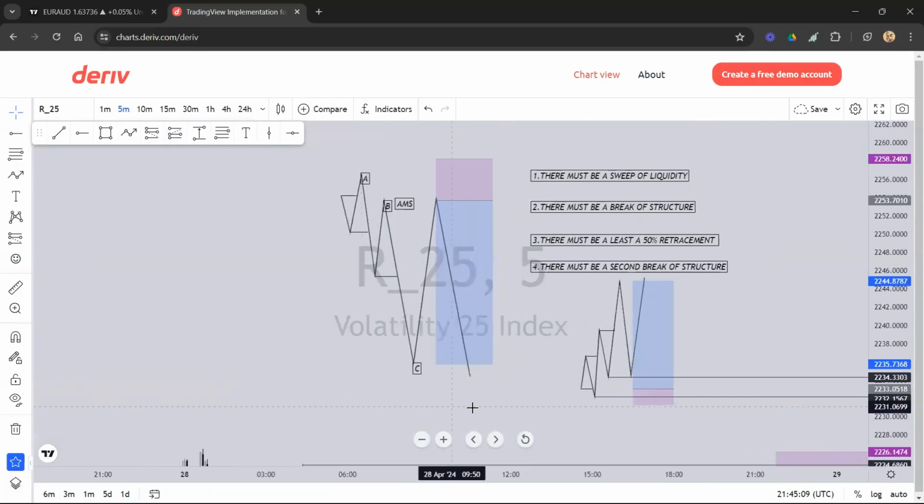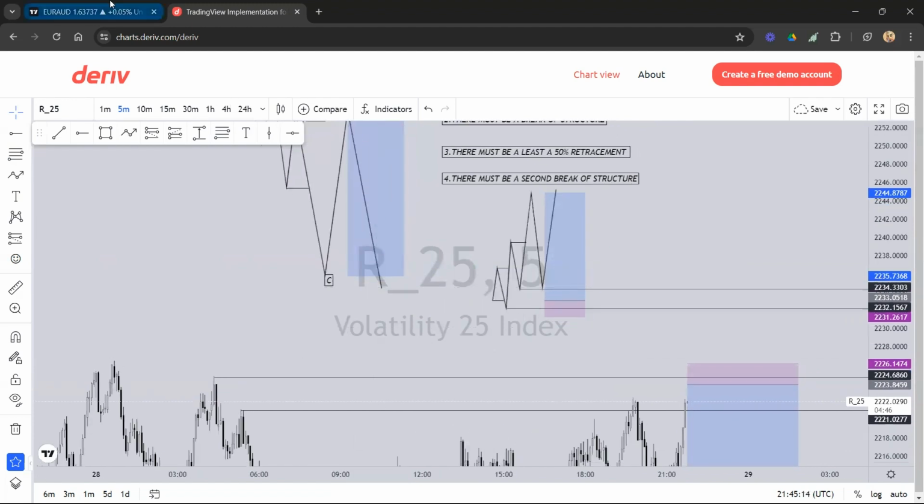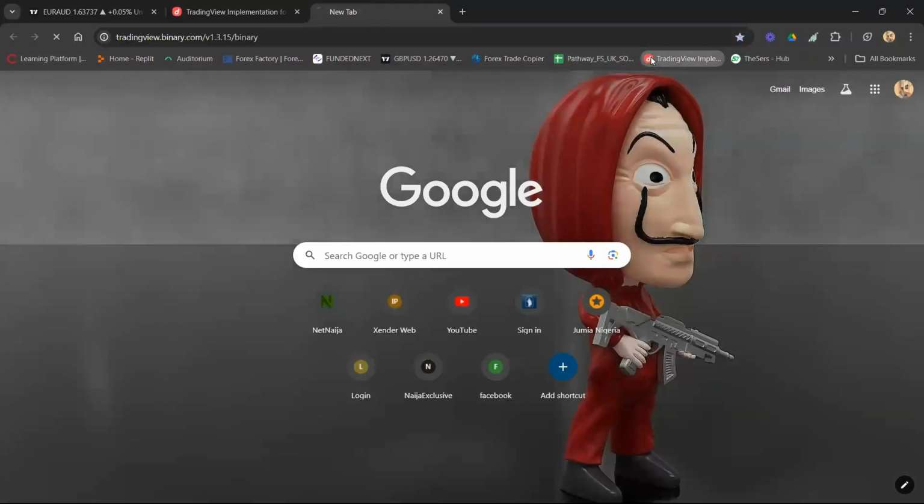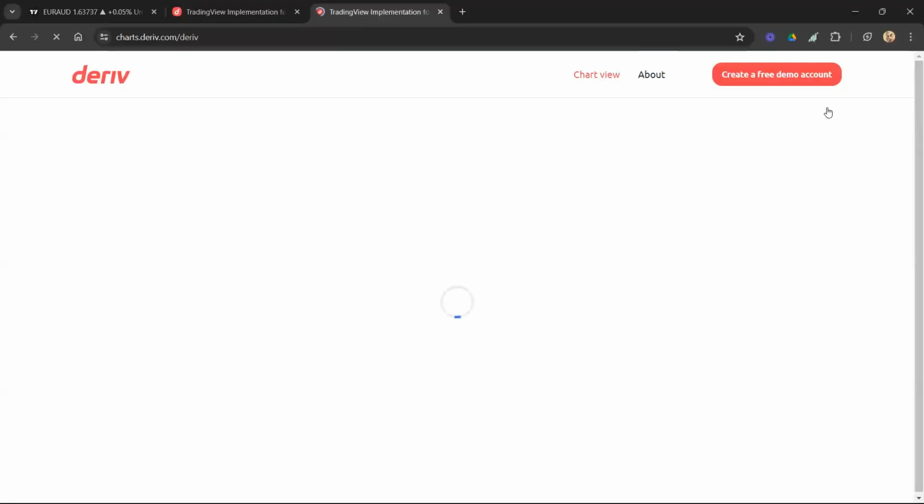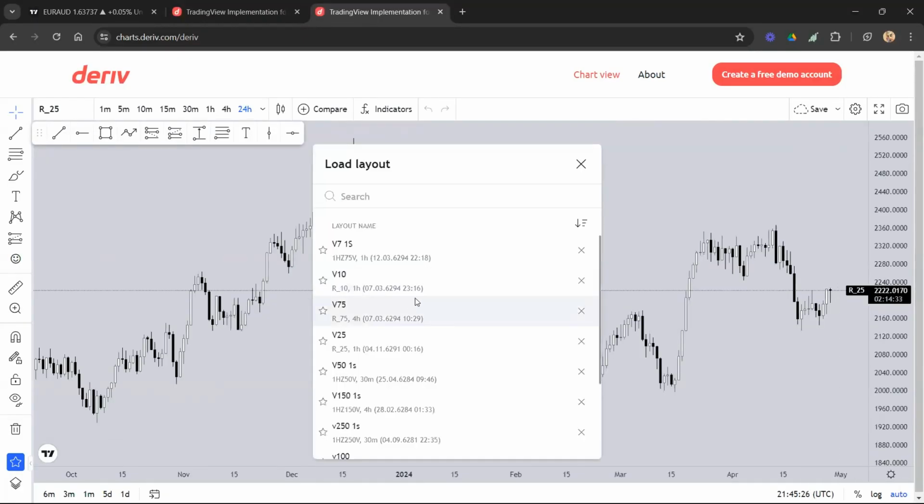Once you see it, you can't unsee it. So okay, let me open a different tab. I don't want to delete that one yet. All right, so let me show you other examples.